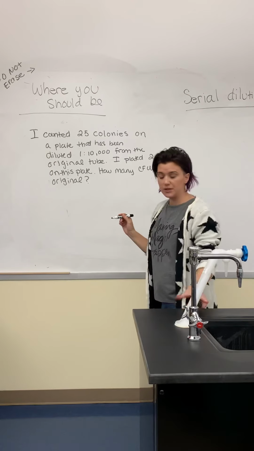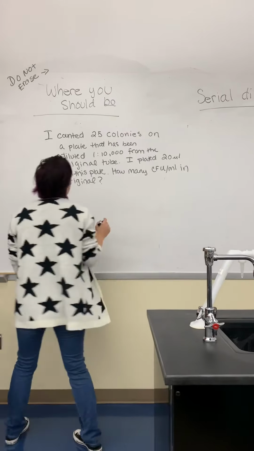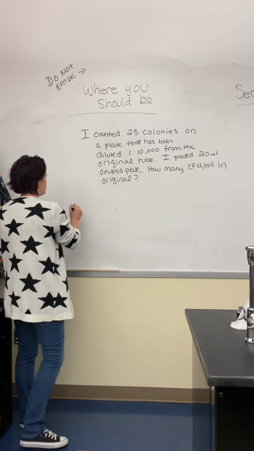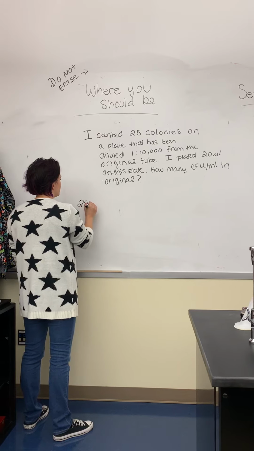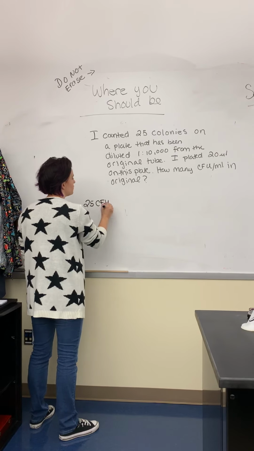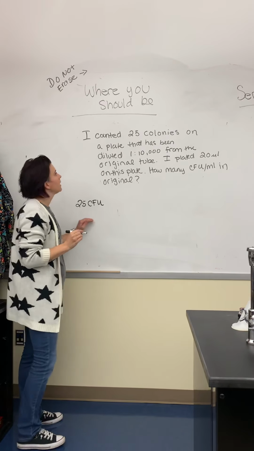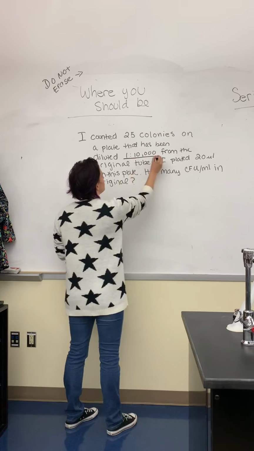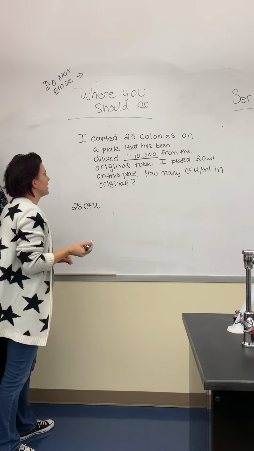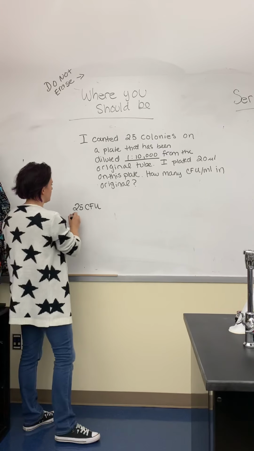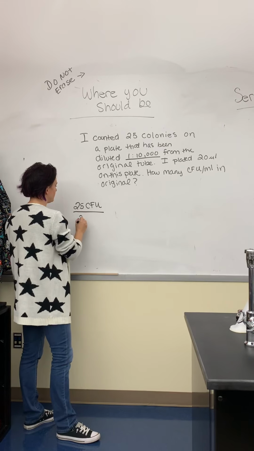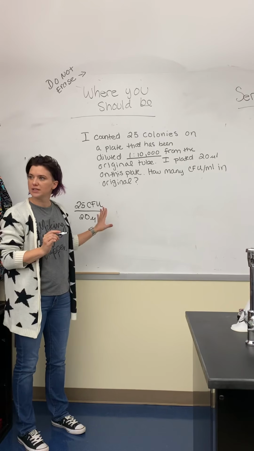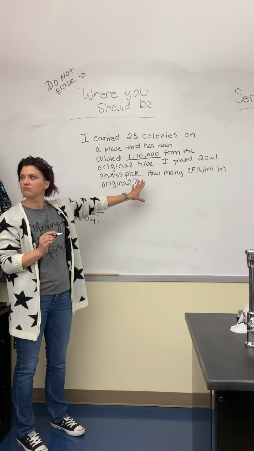So how we would do this is pull out the information we know, okay? We have 25 CFU, right? That's what we counted. And it's been diluted 1 to 10,000 from the original tube, and I plated 20 microliters on this plate. So I have 25 CFU and 20 microliters. Are we all together? I just got that from this information, right?